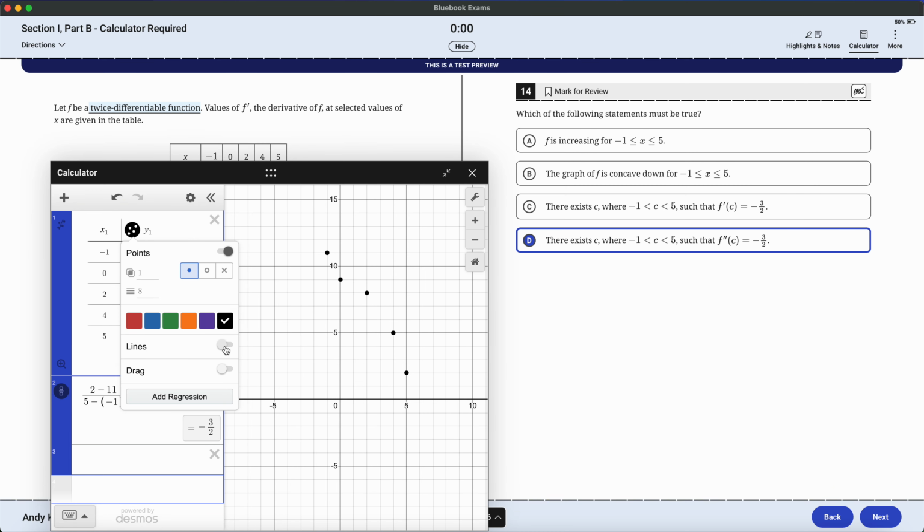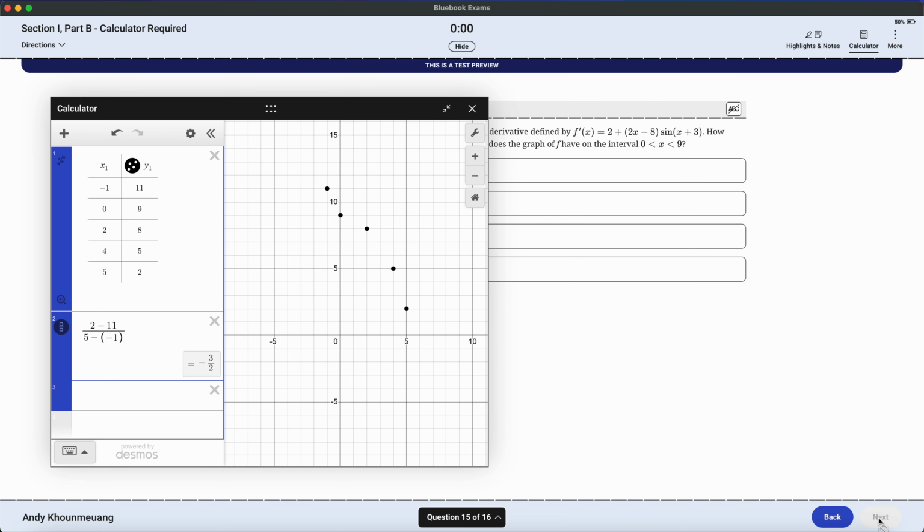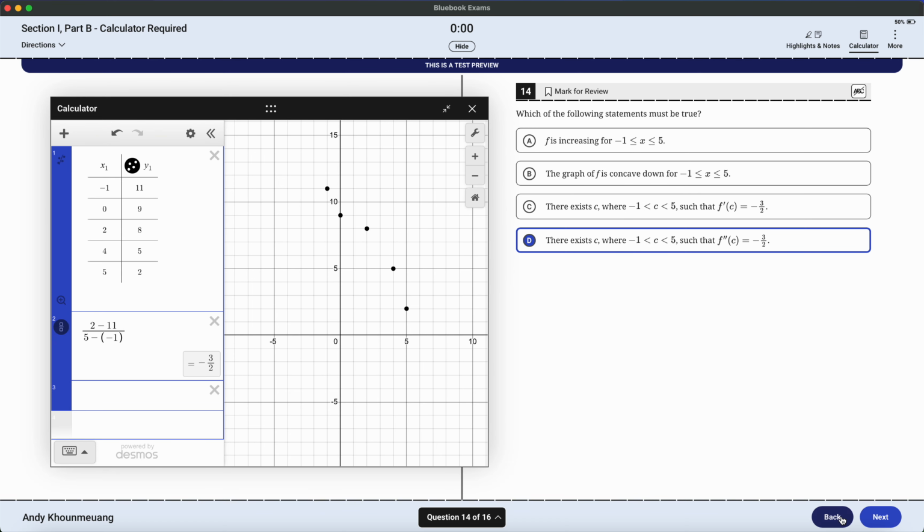Another tip and trick, once again, I can have a line here just so that you guys can look at it and pretend that it's continuous. If it's just like that, it might be helpful for IVT or something like that. Also, one more thing, if I were to hypothetically go to the next page, notice how the calculator is still on the screen. It doesn't go away.